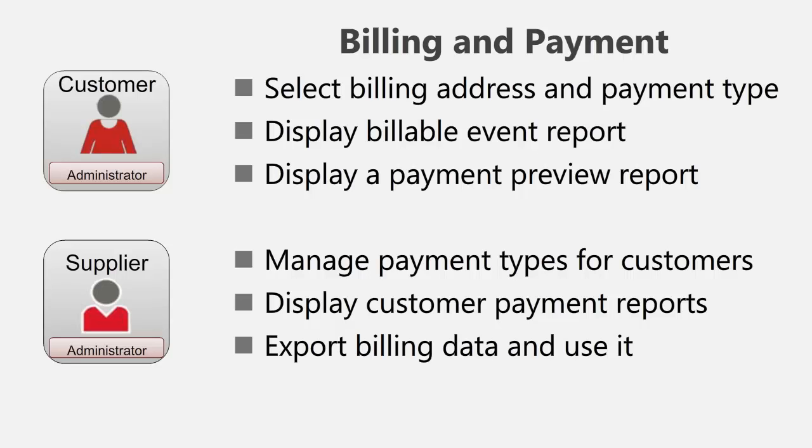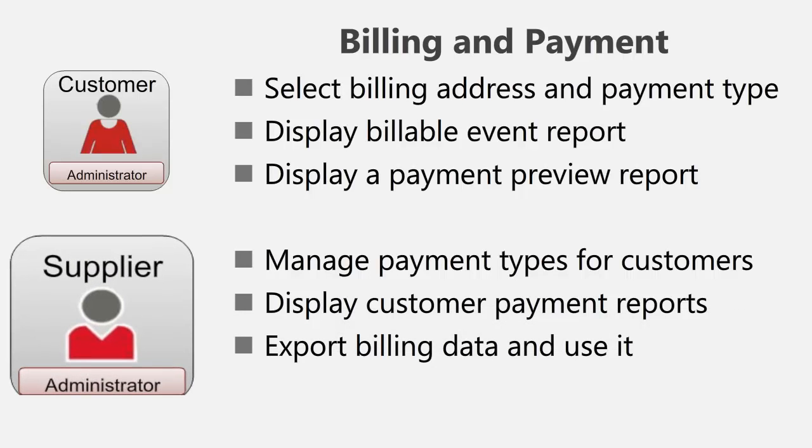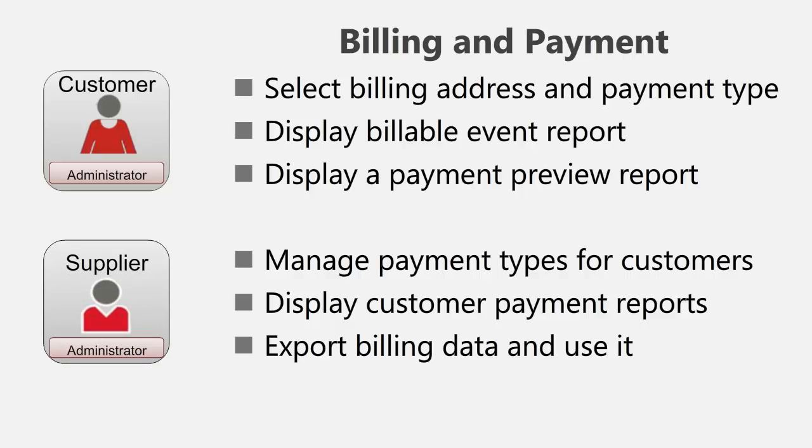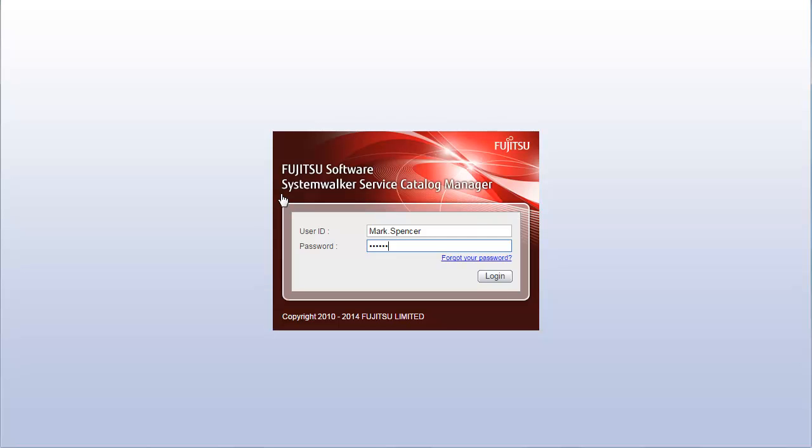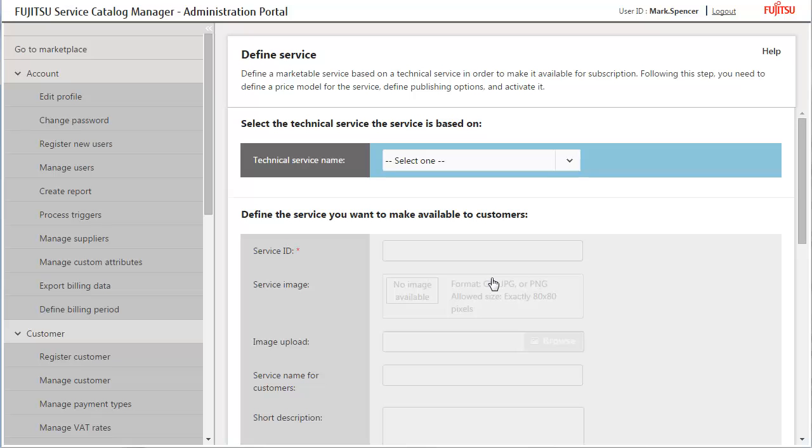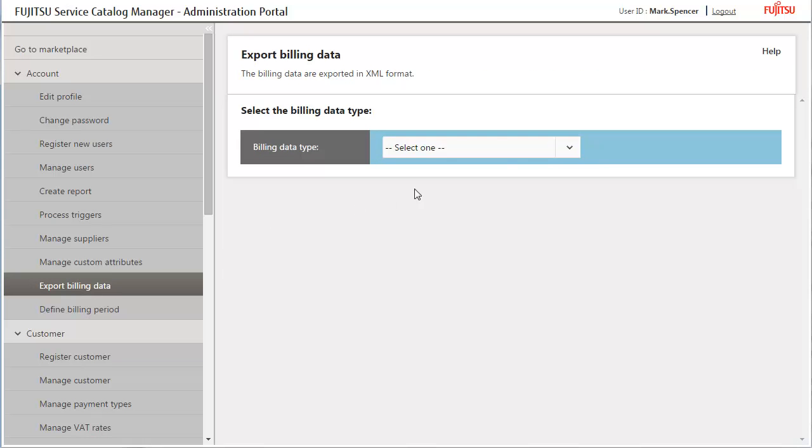Service providers can export the billing data of their customers and import this data into their own accounting systems to create invoices. To demonstrate this process, we now switch again to the role of a service provider. Log into the administration portal with the username Mark Spencer. Select the Export Billing Data option. Select Customer Billing Data.